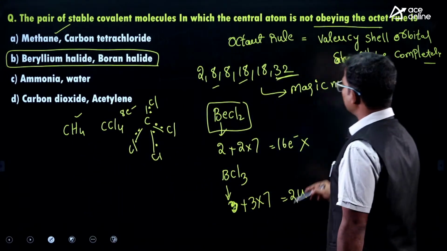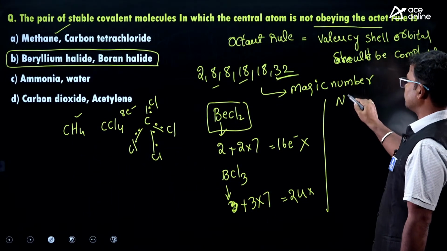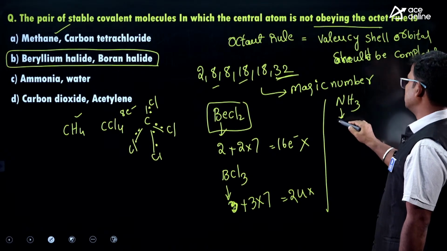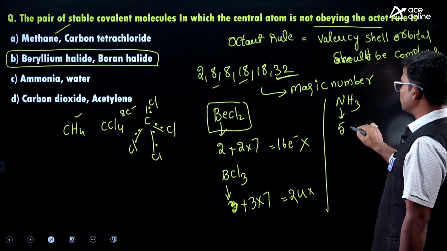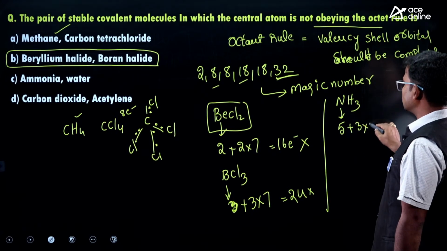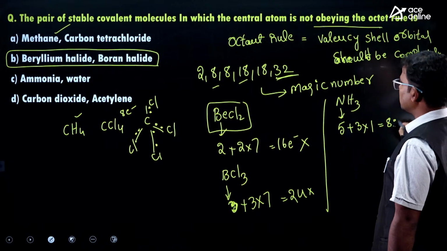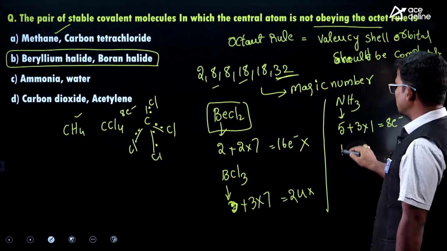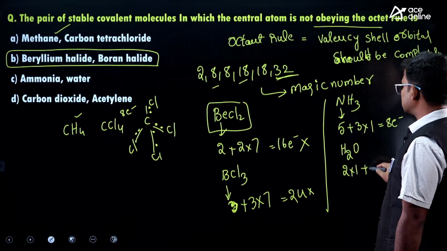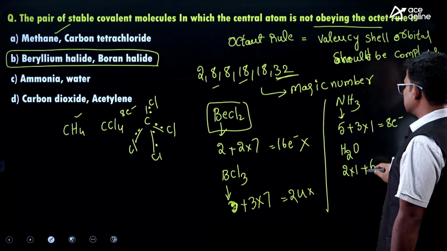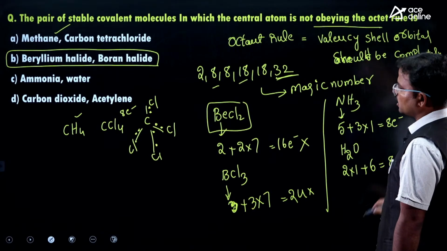What about the remaining molecules? Ammonia, NH3. Nitrogen belongs to the 5th A group, or 15th group. Next hydrogen belongs to the 1st group. So finally here we get 8 electrons. Next one, water, H2O. Hydrogen 2 into 1. Oxygen is 16th group or 6th A group. So finally here we get 8 electrons.